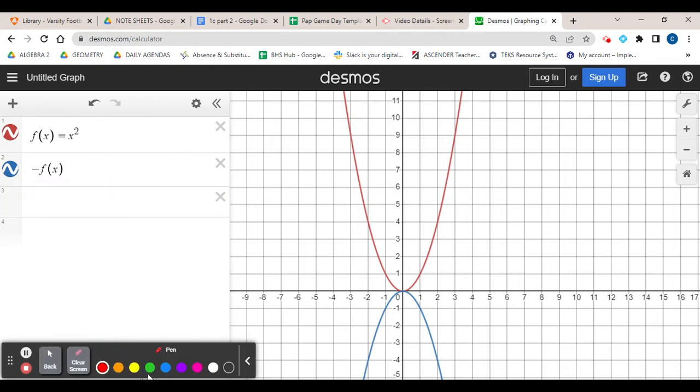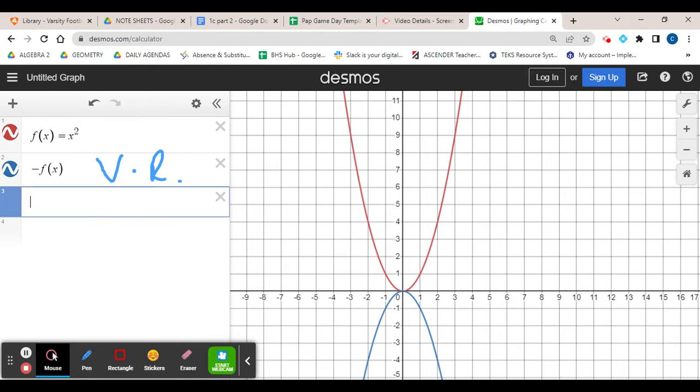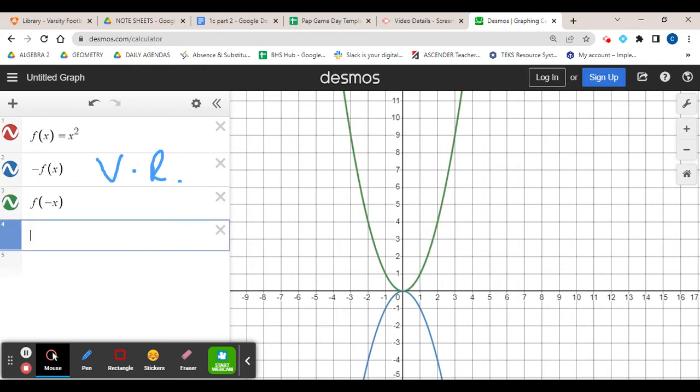Let me write this down here. So this blue one, we have a vertical reflection. We can see it in the pictures right there. On the next one, we're going to have a horizontal reflection. So we're going to have f of negative x. See what it does? It gives me a green one smack dab right over our original one.